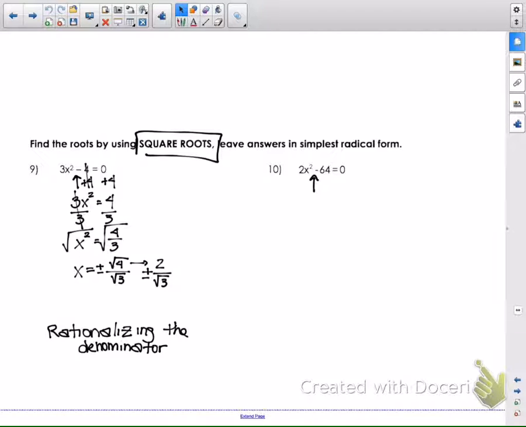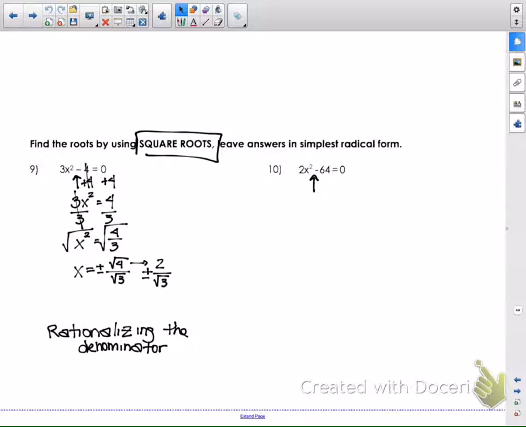Okay? I don't really know who made up that rule. Someone did. And so we roll with it now, and it's just not considered proper anymore. So what happens when I have an answer like this is we fix it, which is called rationalizing the denominator.